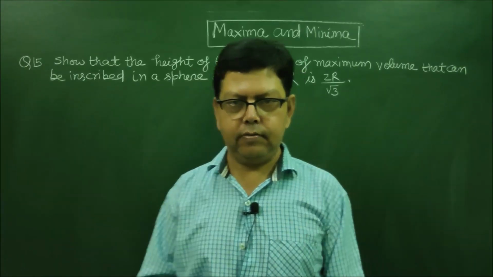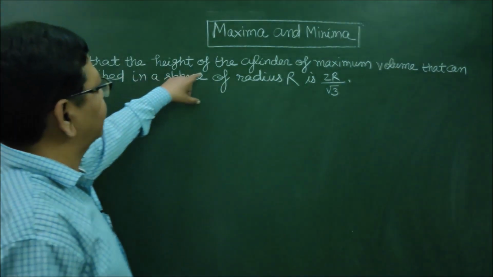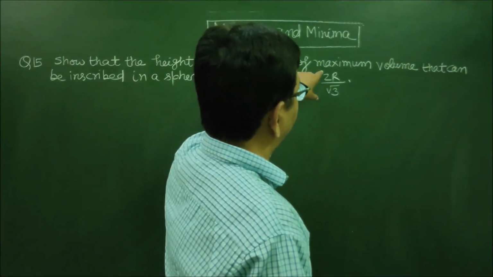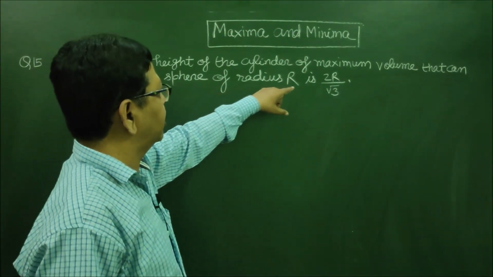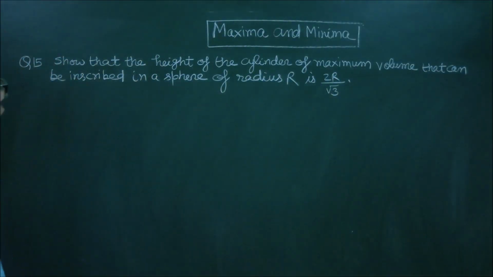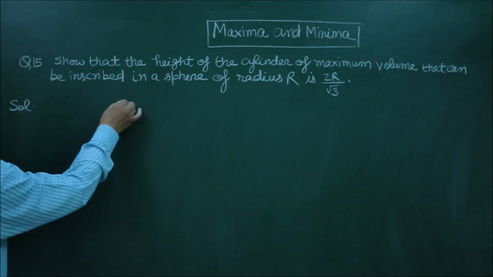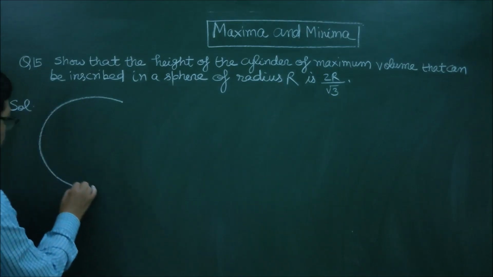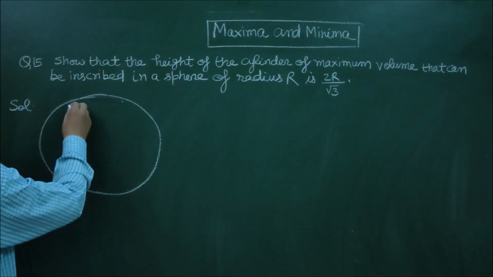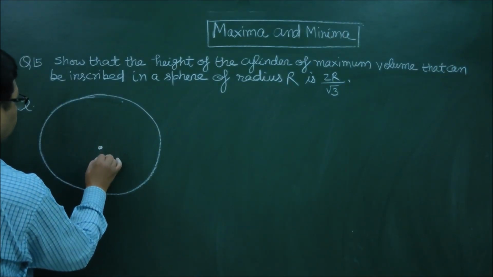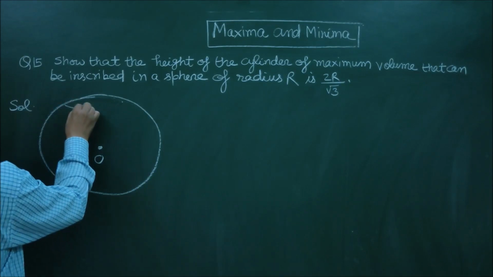Next question. Question number 15. Show that the height of the cylinder of maximum volume that can be inscribed in a sphere of radius r is 2r upon root 3. So first let us draw a sphere. Cylinder is inscribed in the sphere. Center of the sphere be O. And cylinder is inscribed in the sphere.